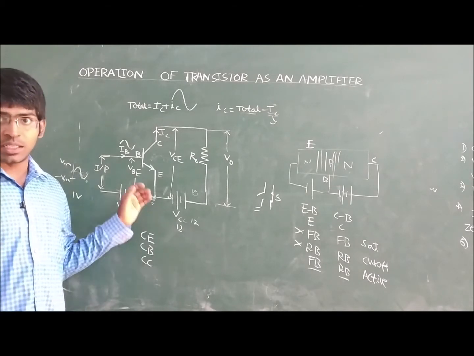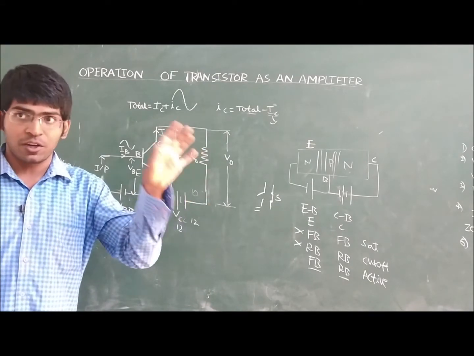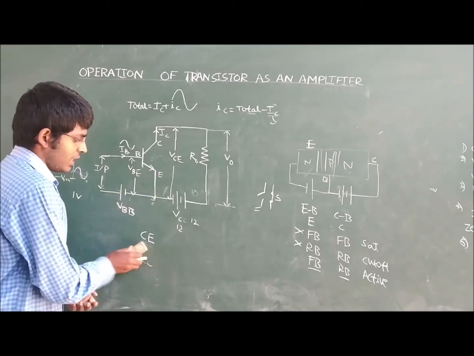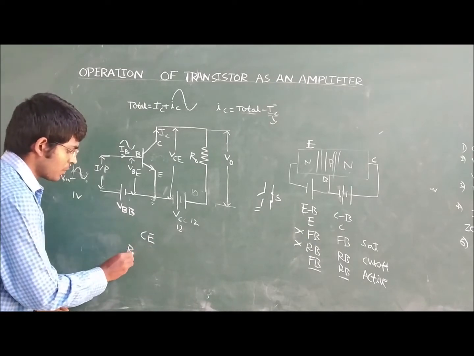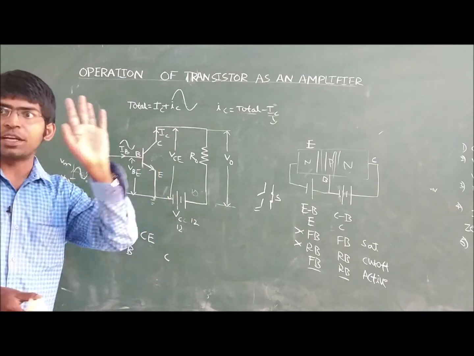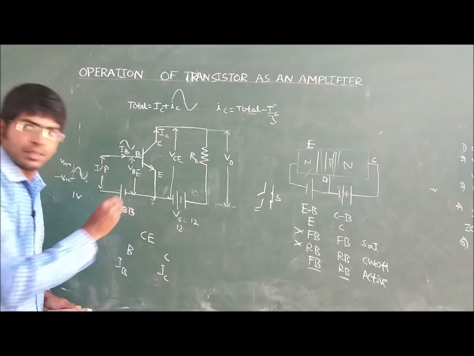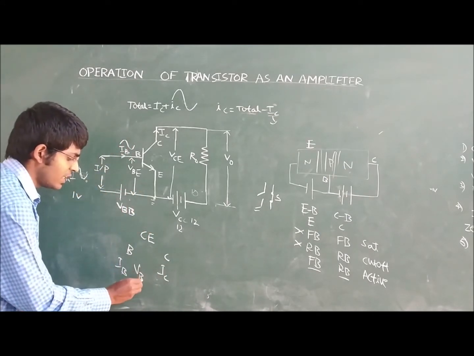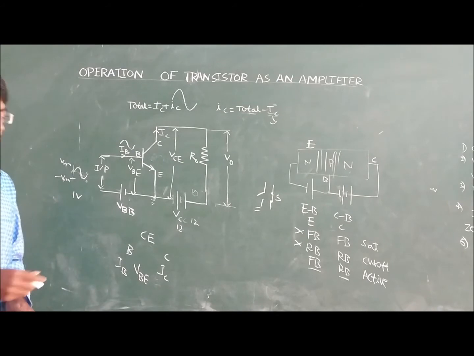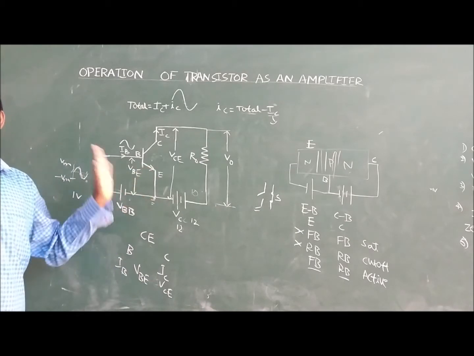In the majority of cases, and in the next chapters also, our transistor is always connected in the common emitter configuration. It is a very popular configuration. In this CE configuration, the input is always given to the base terminal and the output is always taken from the collector terminal. So the input current is IB and the output current is IC. The input voltage is VBE because the voltage is measured with respect to the emitter terminal. The output voltage is VCE because this voltage is also measured with respect to the emitter terminal.